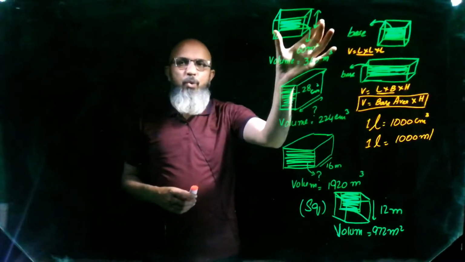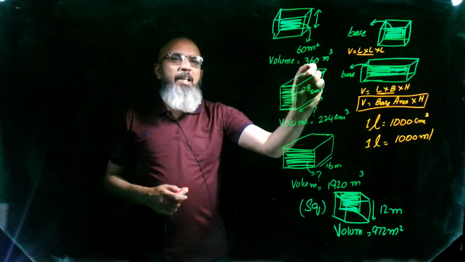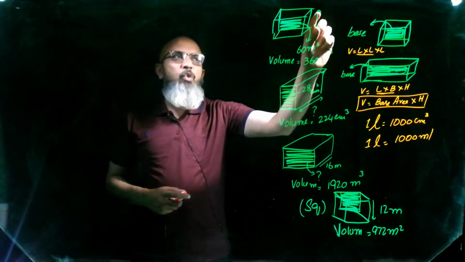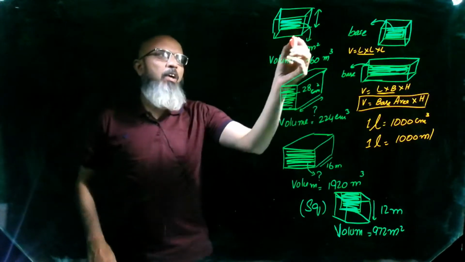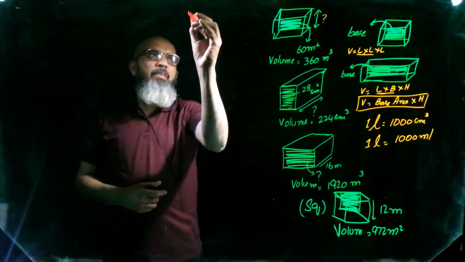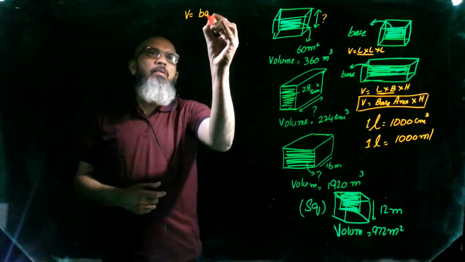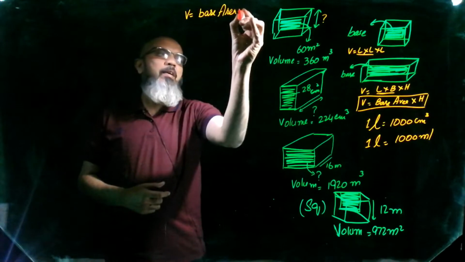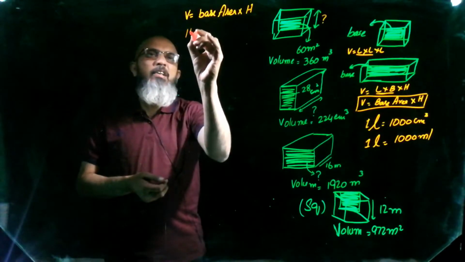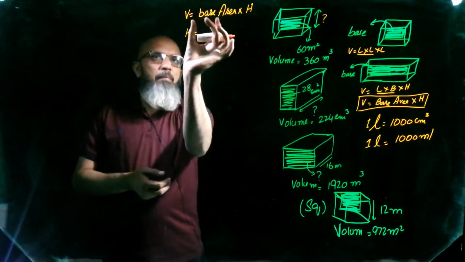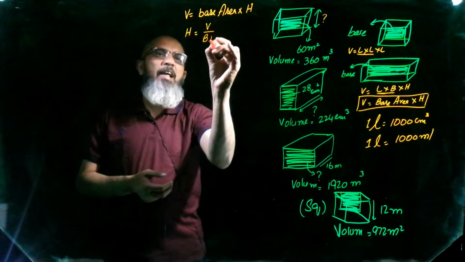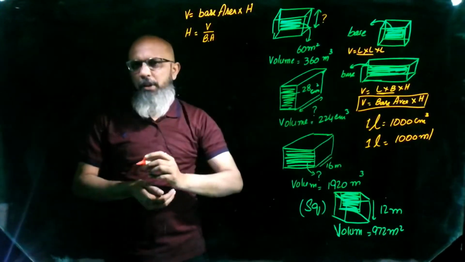So a cuboid is given to you, right? In that the volume is given, that is 360 meter cube, and the base area is given to you, that is 60 meter square. So what is the unknown thing? The unknown thing is the height of the cuboid. So here we have volume is equal to base area into height, and the one unknown thing is the height. So what will we do? We will do volume divided by base area. In short, I write B.A.